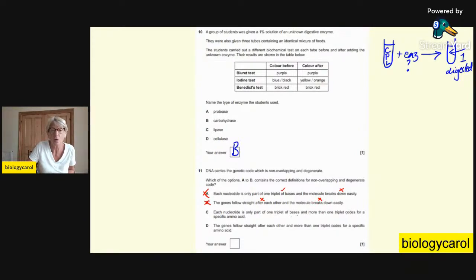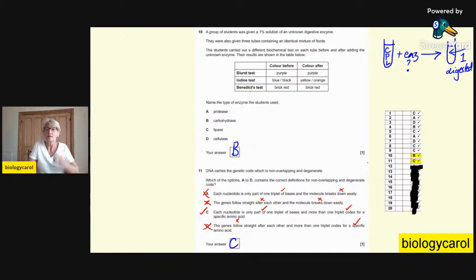C, each nucleotide is only part of one triplet of bases and more than one triplet codes for a specific amino acid. That is the definition of non-overlapping and this is the definition of degenerate. And finally, D, the genes follow straight after each other and more than one triplet codes for one specific amino acid. So this isn't the correct definition of non-overlapping, but this is the correct definition of degenerate. So the answer is C. And here's the scheme.